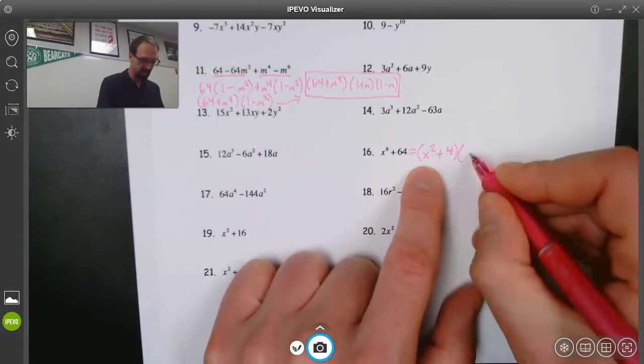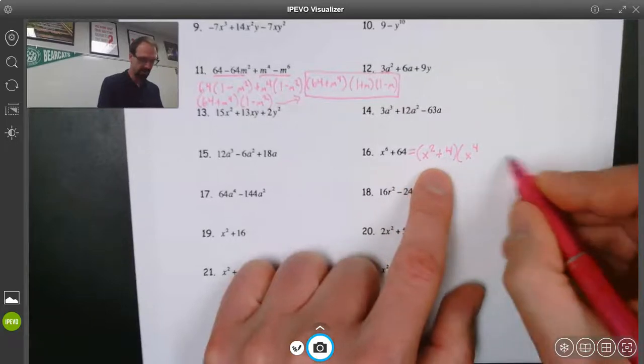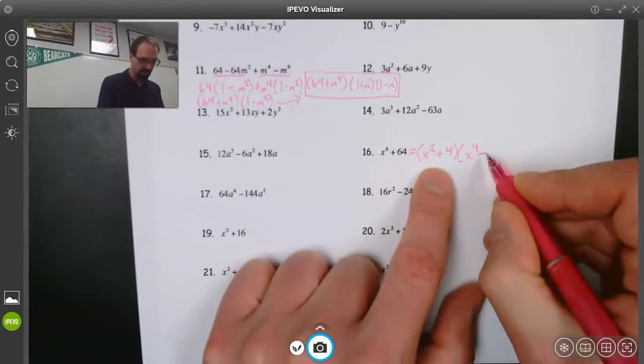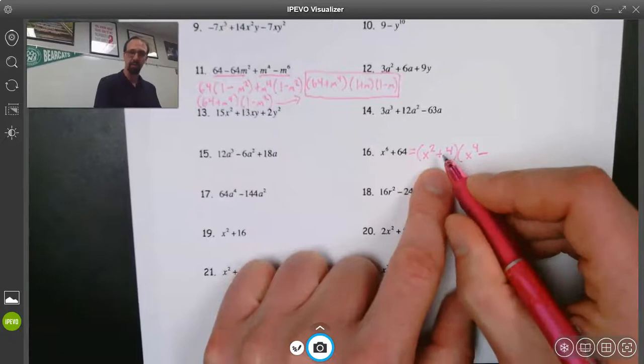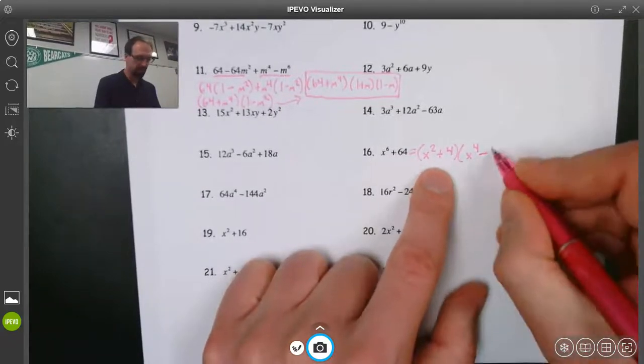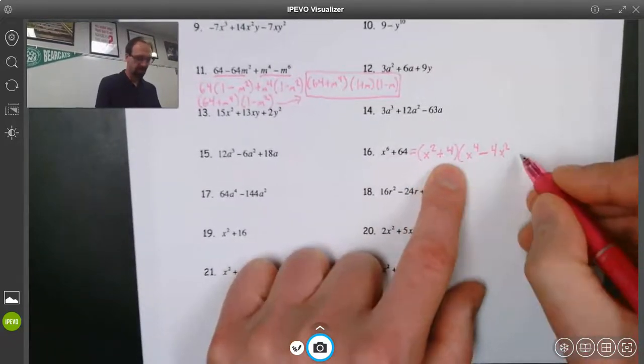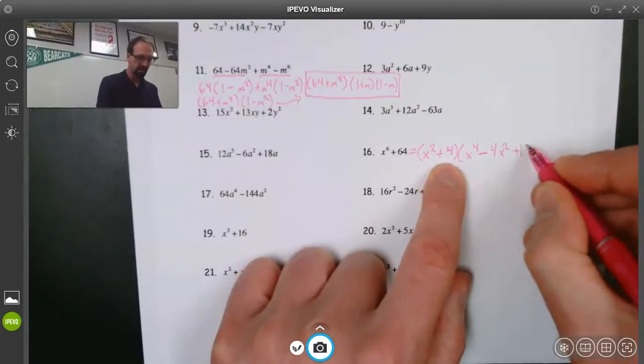So if I square that, that's going to be x to the fourth. My next term, the next sign, is always the opposite of whatever the sign is. If I multiply those two together, I get 4x squared. Then my last term is this term right here, squared, so plus 16.